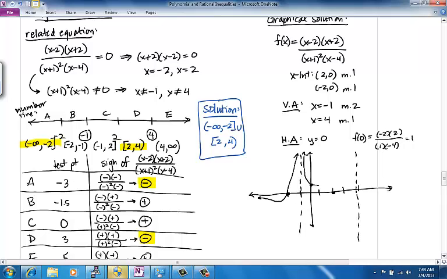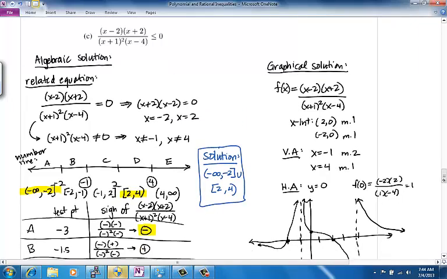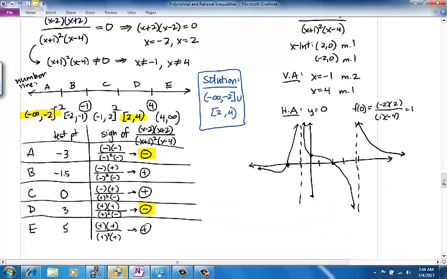We get to the other x-intercept, we cross because that was multiplicity 1. We get to the vertical asymptote. On the other side, it's got to be the other direction because this is also multiplicity 1. So there's our graph. And we wanted to know where the expression was less than or equal to 0. So where is the graph touching or below the x-axis?